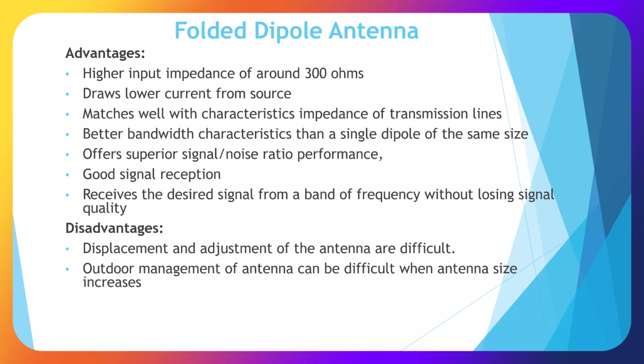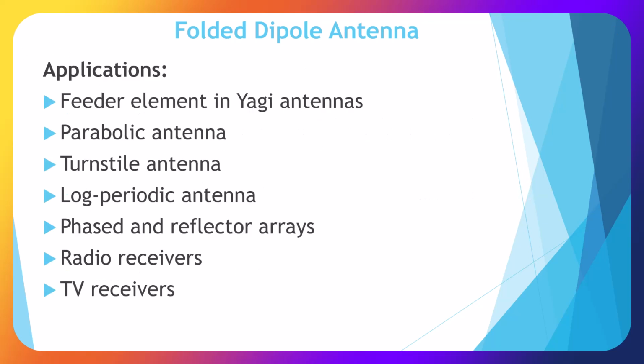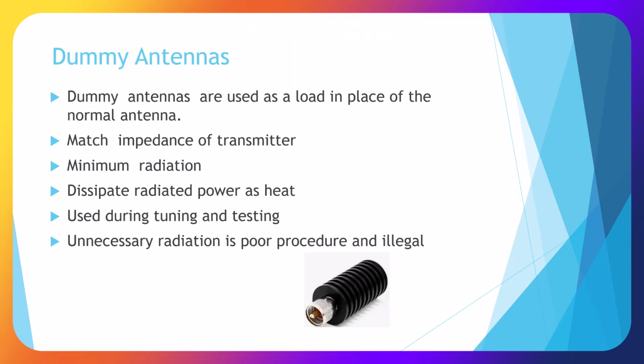The disadvantages are that the displacement adjustment of the antenna is very difficult, and outdoor management of the antenna can be difficult when antenna size increases. The folded dipole antenna is used for feeder element, a Yagi antenna, parabolic antennas, turnstile antennas, log periodic antennas, phased and reflector arrays, radio receivers, and TV receivers, and we'll cover most of those different types of antennas later.